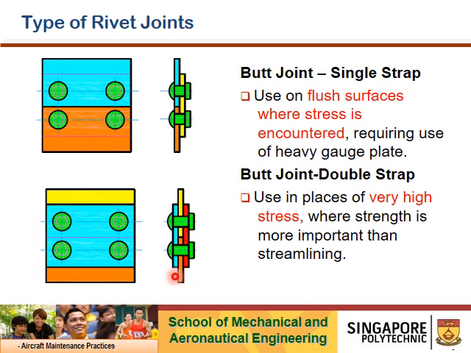Of course, loading wise, let's say both are experiencing the same ultimate loading of 10,000. To prevent material failure, your butt joint single stripe will require a heavier gauge plate as compared to a double stripe, because with the double stripe you have more material, so the two pieces can share the loading compared to a single. So the single stripe butt joint will require a heavy gauge plate. Of course, in terms of weight penalty, the butt joint double stripe may incur that penalty as compared to single stripe.